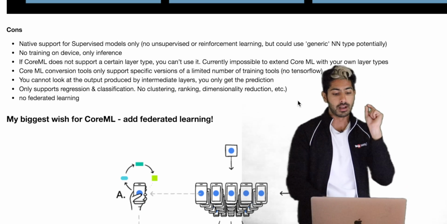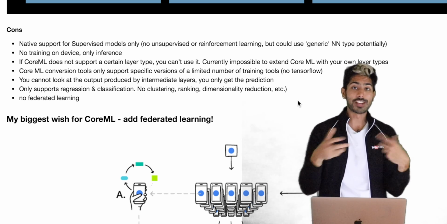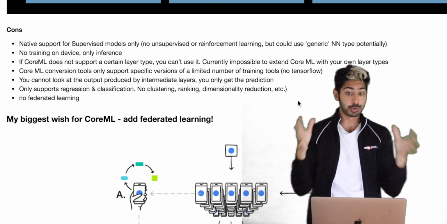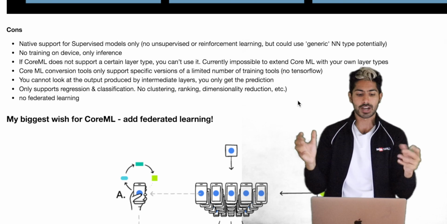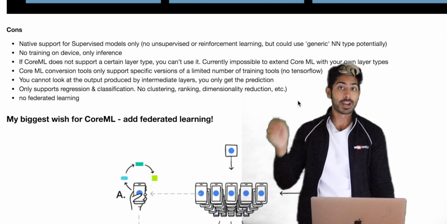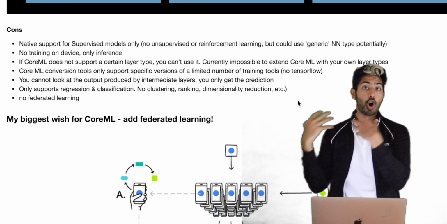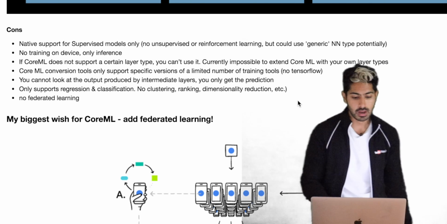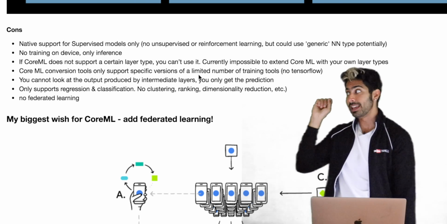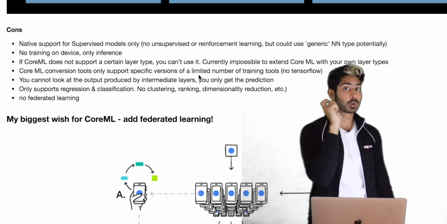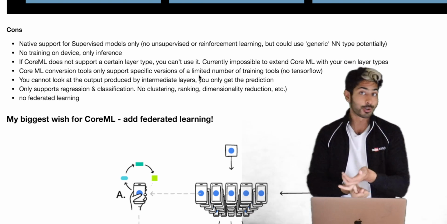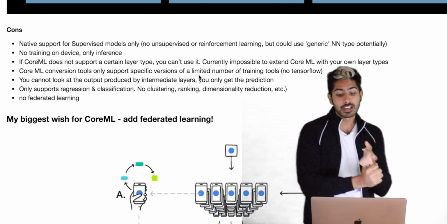Also, it only supports certain layer types. So you can't just create a new layer type yourself and add it to CoreML. It's impossible to extend CoreML's native layer types. And it only supports a specific set of training tools, not TensorFlow. However, you can write your own custom conversion script for TensorFlow models. You can't look at the output produced by the intermediate layers, only the output layers. It only supports regression and classification. That means none of the unsupervised techniques like clustering or ranking or dimensionality reduction.